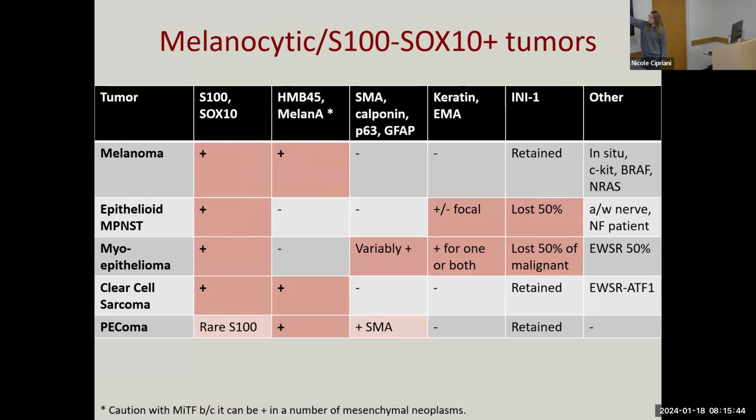MPNST, honestly, epithelioid MPNST can sometimes be one of the hardest ones to diagnose because it's basically got melanocytic markers, right, but lack of melanoma genetics. And sometimes, right, we know that not all melanomas express all melanoma markers at all times, right? And so sometimes we've had to rely on genetics or clinical history or nerve association, et cetera, to help us define the difference between those.